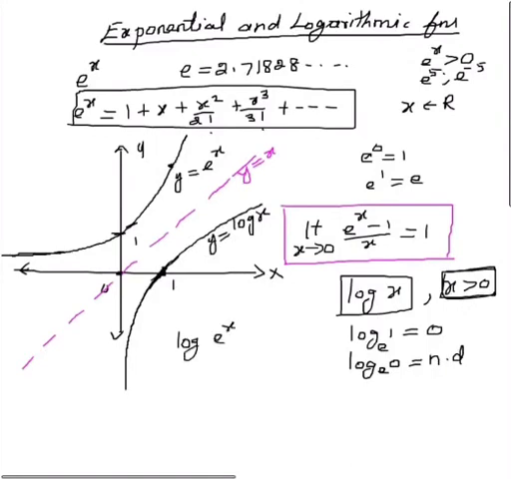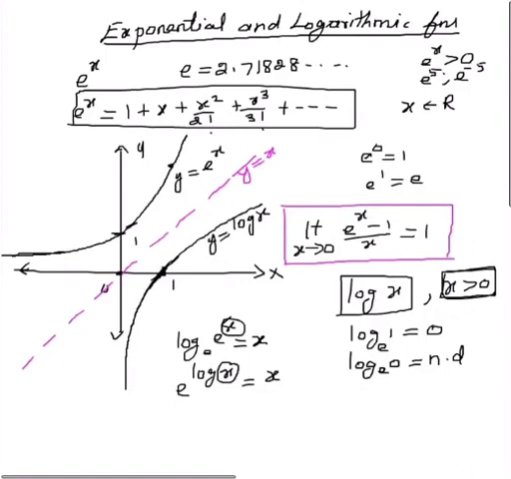Log of e raised to x to the base e becomes x. And e raised to log x becomes x. Because log and e are inverse functions, they cancel each other. Therefore, the answer becomes x. Here also e and log functions cancel each other as they are inverse functions. The answer is x.